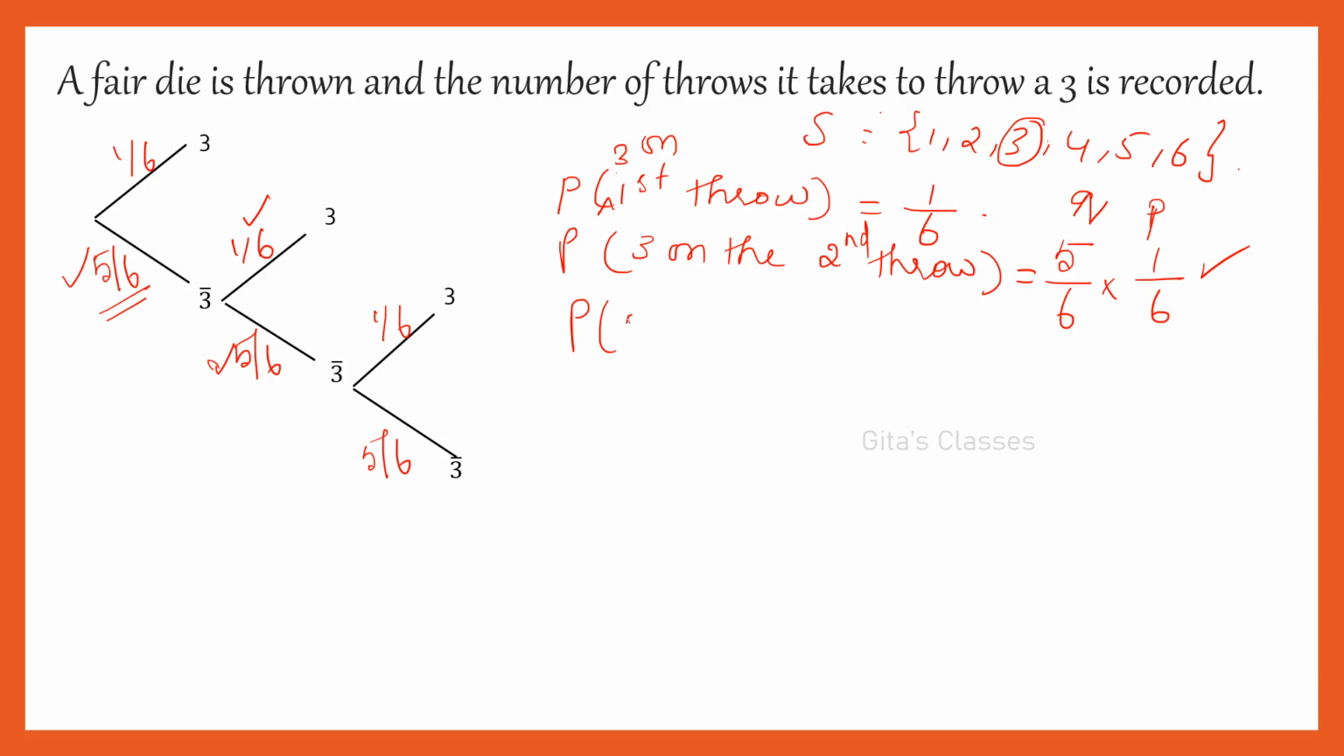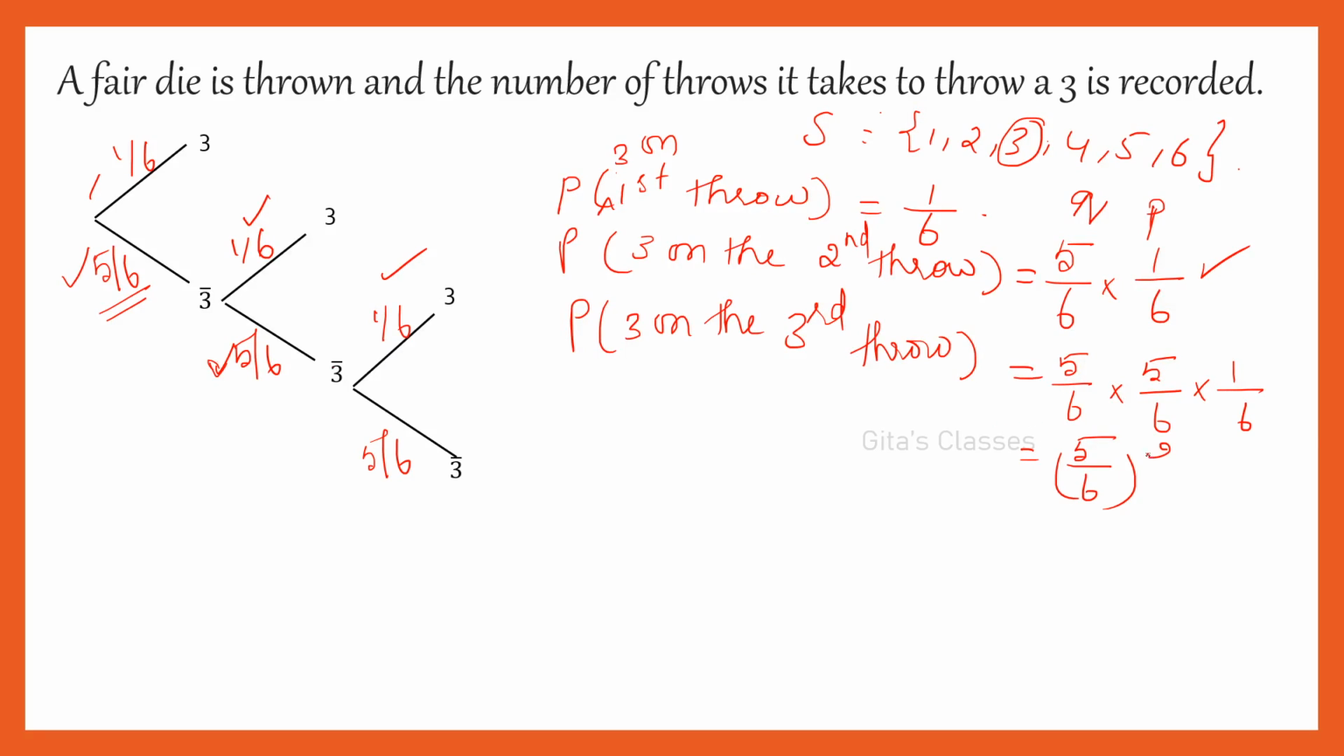So the probability that 3 comes on the third throw will be what? See, first I am not getting 3, so it is failed, 5 by 6. And second also should happen, right? So now I didn't get 3, so it is a failure. That should happen. And now in the third throw, I got 3. So it is a success, 1 by 6, right? So this can be written as 5 by 6 the whole squared into 1 by 6.